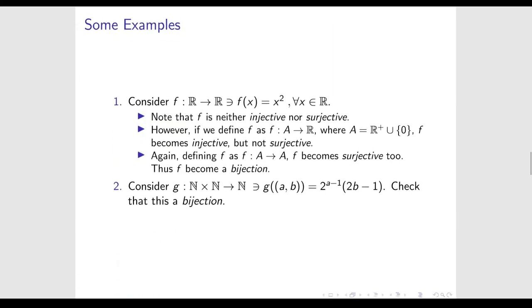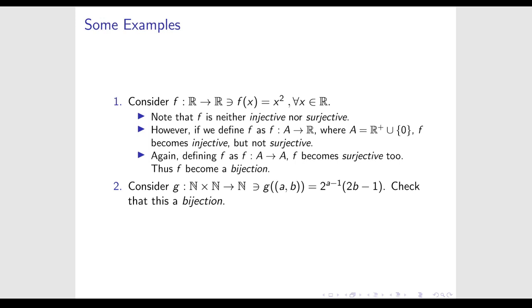Here are some examples of functions. Consider f from R to R such that f(x) is x squared for all x in R. Note that f is neither injective nor surjective. As you can see, negative reals are not taken by function f, and 2 and minus 2 take the same value 4. Hence it is not injective and not surjective.